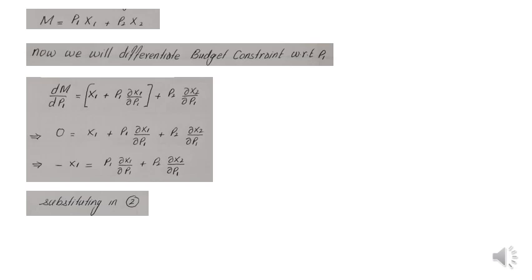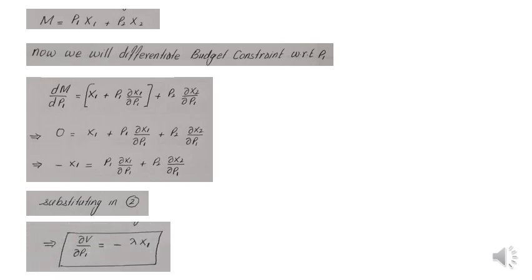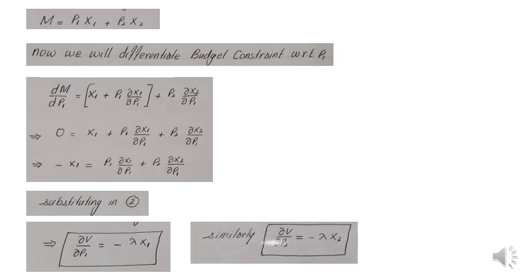Further, we know that dm over dp1 is equal to 0. And after some simplifications, we got minus x1 is equal to p1 into ∂x1/∂p1 plus p2 into ∂x2/∂p1. This is exactly the same term which is within the bracket in equation number 2. Therefore, we substituted it in equation number 2 and we got ∂v/∂p1 is equal to minus lambda into x1. And similarly, we can do it for the price of the second commodity. It will be ∂v/∂p2 is equal to minus lambda into x2.